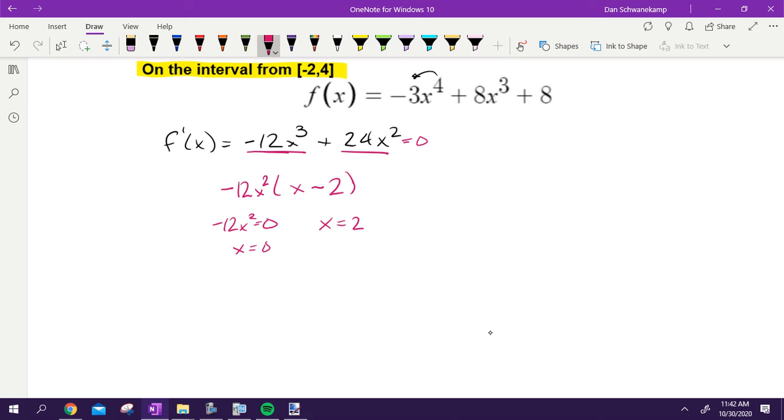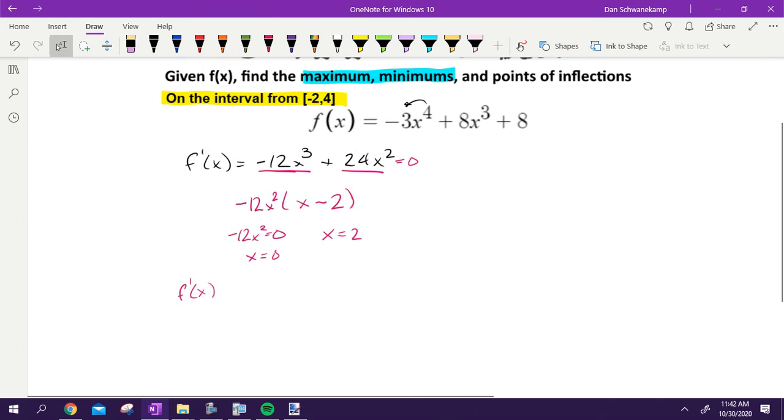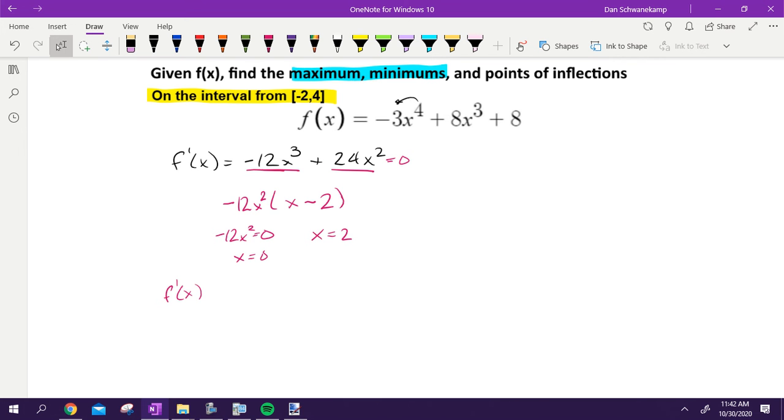Okay, so when I make my sign chart, f prime of x, what do I have to do a little bit different on this sign chart than most? Good. I've got endpoints here. Make sure you cap your number line. It is not an arrowed number line. It is a capped number line. Okay, we are going between negative 2 and 4. I got 0. I've got 2.